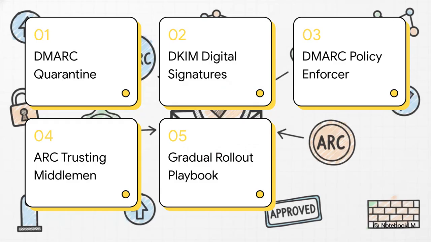To systematically rebuild our email defenses, here's our roadmap for this explainer. First, the DMARC quarantine conundrum. Second, DKIM digital signatures. Third, DMARC as the policy enforcer. Fourth, configuring ARC for the middleman. And finally, the gradual rollout playbook.